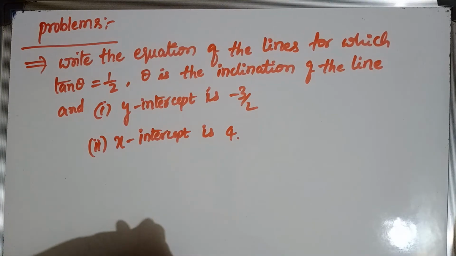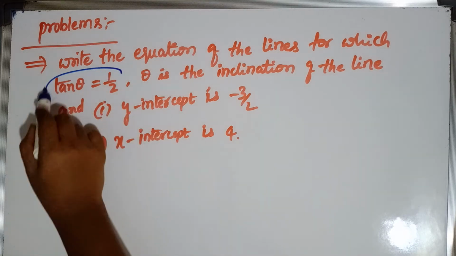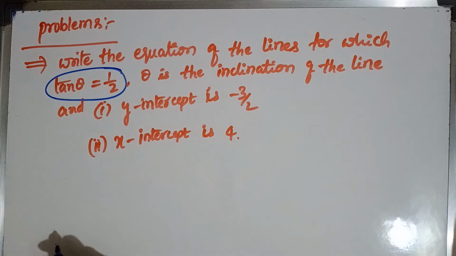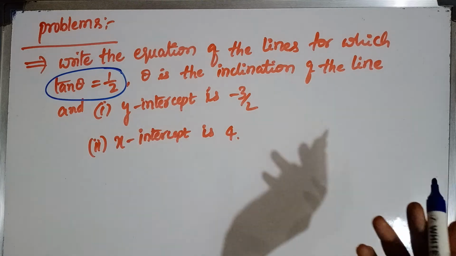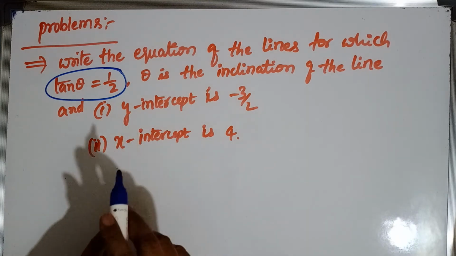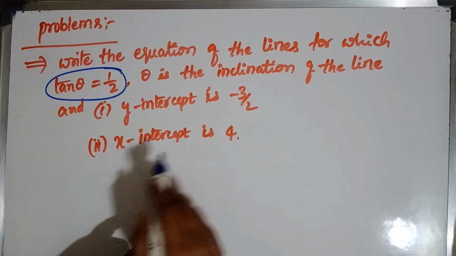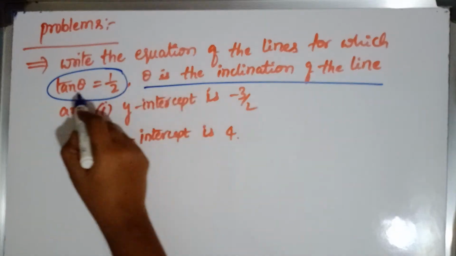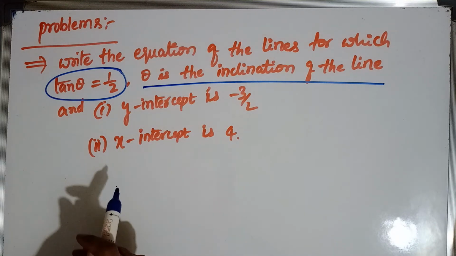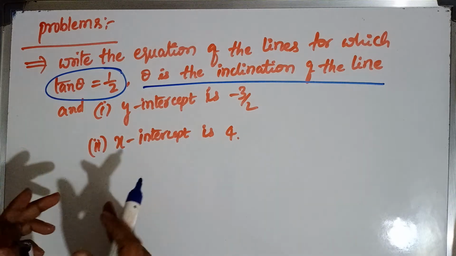Okay, let us solve the problem on this derivation. So first go through the question. Write the equation of the lines for which tan theta is equal to 1 by 2. What is tan theta? Tan theta is nothing but the slope of the line, right? Here theta is the inclination of the line, and tan theta is nothing but slope. So slope of the line is given.